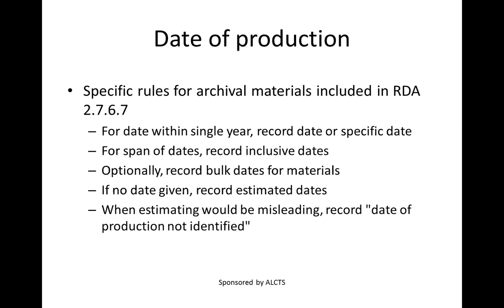The specific rules for recording production dates are provided in RDA 2.7.6.7 and include specific guidance on how to record a single date, how to record a span of dates, how to record bulk dates, and what to record in the case where dates aren't provided and have to be estimated. RDA prefers that approximate dates be provided, though the phrase "date of production not identified" is allowed in cases where estimated dates might be misleading.